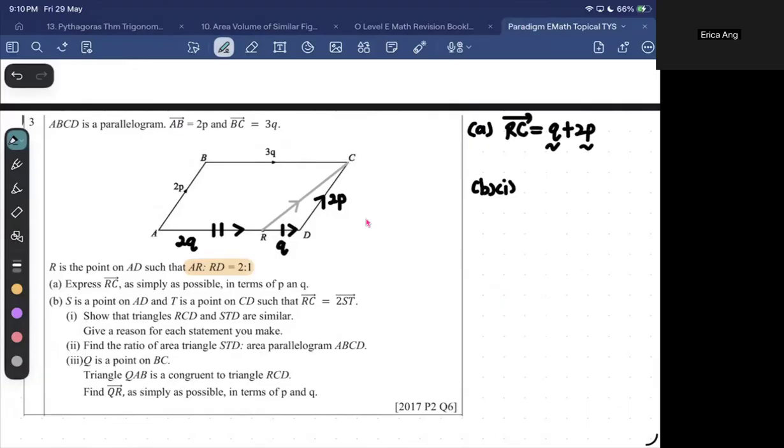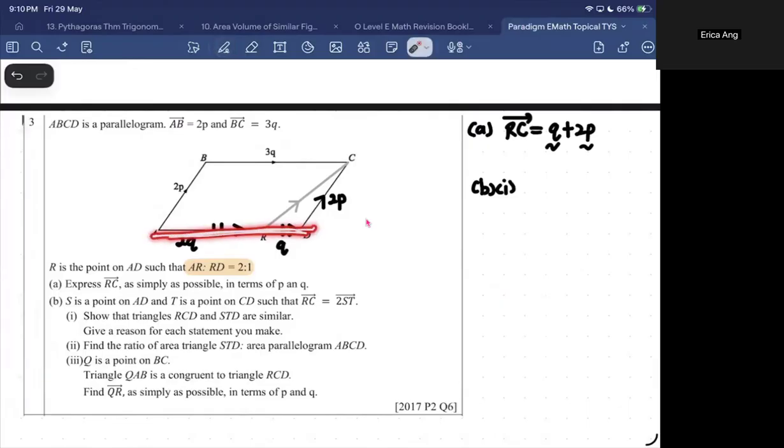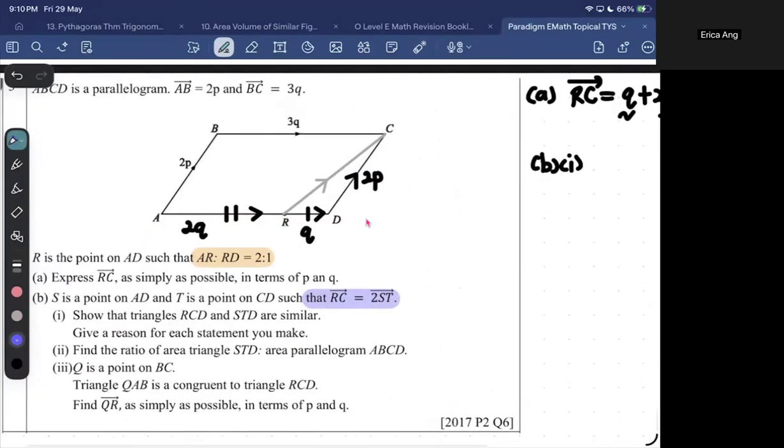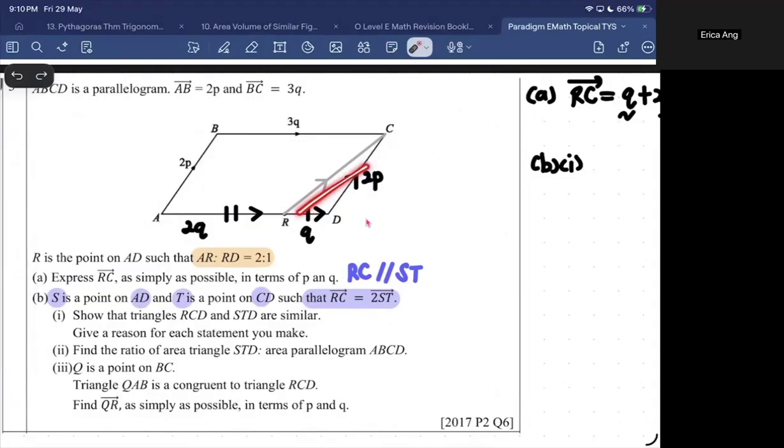S is a point on AD, so somewhere here, such that RC equals 2ST. What does this tell you? The moment I see this, I will know that RC is parallel to ST because this is my scalar multiple. So RC, ST. S is a point on AD and T is a point on CD, so one is on AD and one is on CD. For them to be parallel, it has to be somewhere along here. It cannot be outside, because like that, then not parallel already.